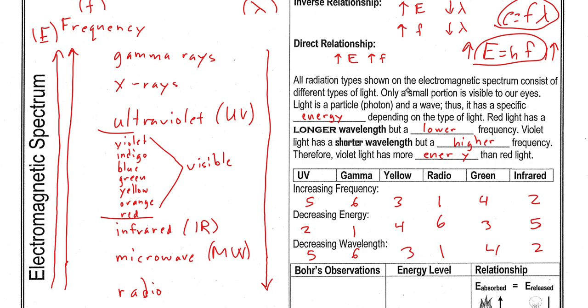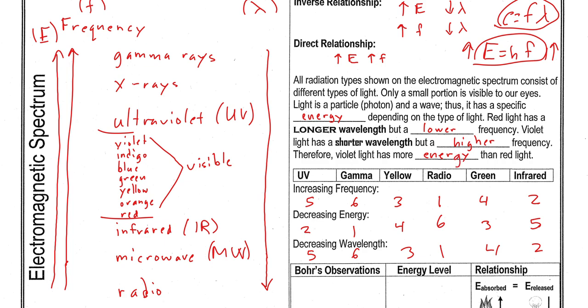So all radiation types shown on the electromagnetic spectrum consist of different types of light. Only a small portion is visible to our eyes. That's what's deceptive over here. I expanded out Roy G. Biv, but that made it take up way too much space. Light is a particle, made of photons, and a wave. Thus, it has a specific energy depending on the type of light. Red light has a longer wavelength but a lower frequency. Violet light has a shorter wavelength but a higher frequency. Therefore, violet light has more energy than red light.